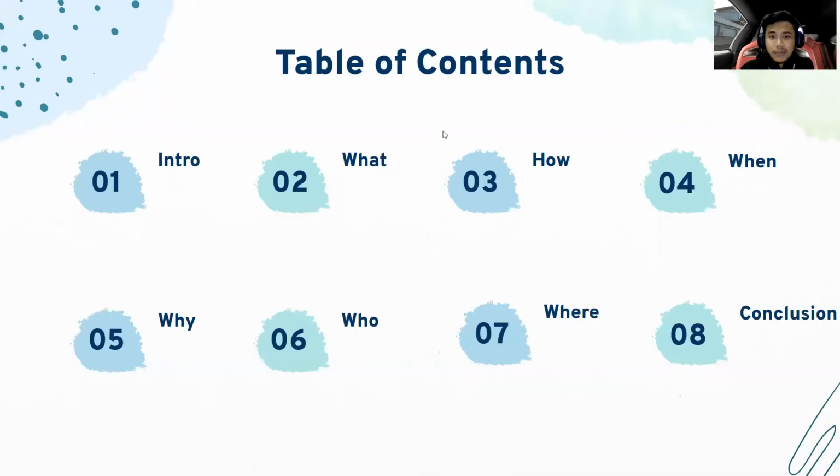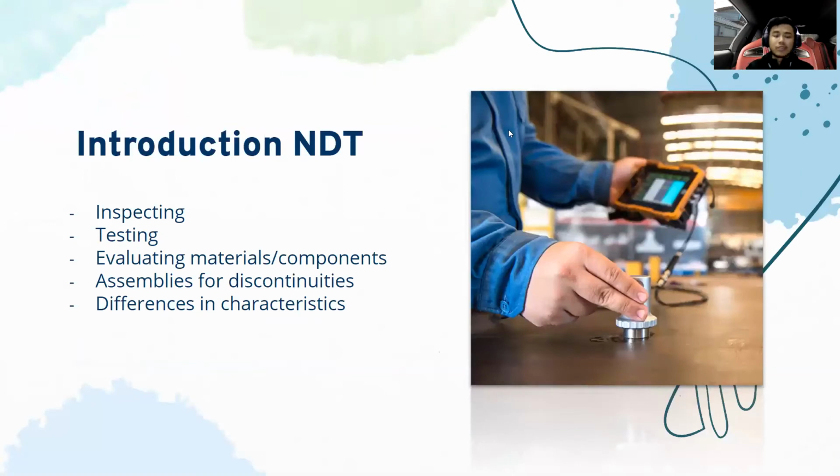Okay, so this is the table of our contents, which is we will talk about the intro, what, how, and the other thing. So the first one is about the introduction of non-destructive testing, which is NDT. NDT is the process of inspecting, testing, or evaluating materials, components, or assemblies for discontinuities or differences in characteristic without destroying the serviceability of the part or of the system. In other words, when the inspection or test is completed, the part can still be used.